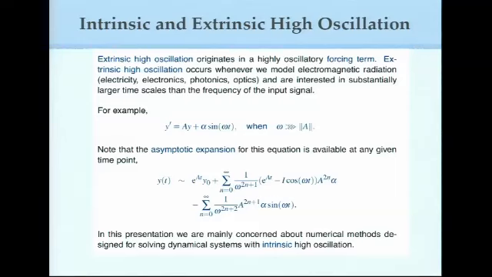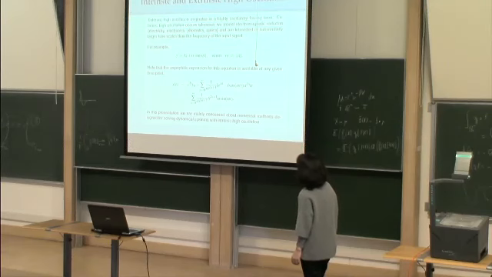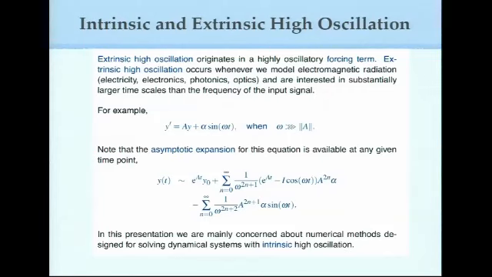And for the extrinsic oscillation, I just give an example, but I am not going to consider this part. It was considered in a number of papers by Arieh, actually. Extrinsic high oscillation is the one where the oscillation originates in the forcing term. This is one example of such a system, where omega is much larger than the norm of the matrix. Here one can write exactly the asymptotic expansion for this kind of system, and we can see the great advantage of using the asymptotic expansion. Suppose I truncate this expansion, and here you have any t.